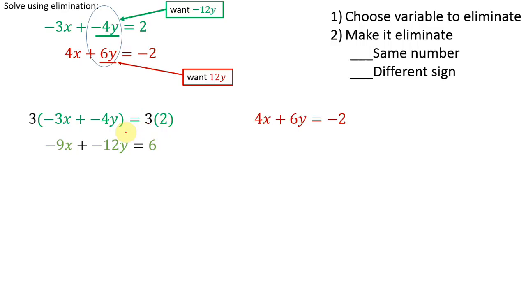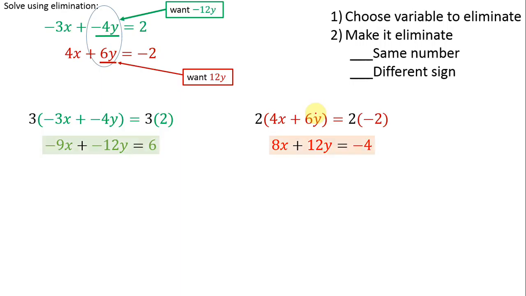Now I'm going to do the same thing with my other equation. I'm going to think, okay, I've got 6y. I want it to be 12y. Therefore, I'm going to need to multiply 6y by 2 to get me to 12y. If I multiply this by 2, I also have to multiply every single term in the equation by 2. So I'm just going to multiply every term by 2 so that I can get a 12y right here. 2 times 4x gives me 8x. 2 times 6y gives me my positive 12y. And 2 times negative 2 gives me my negative 4.